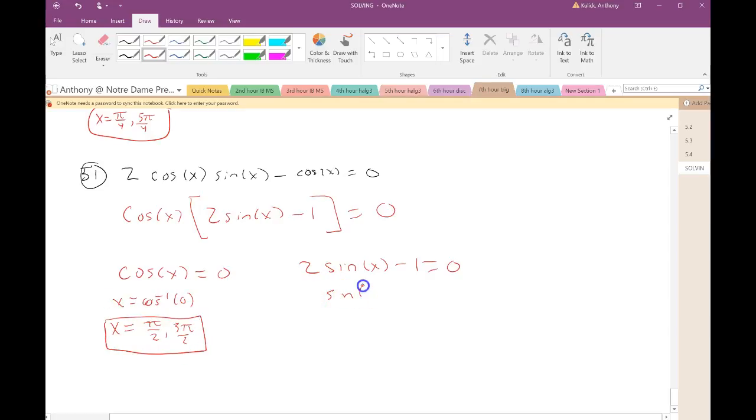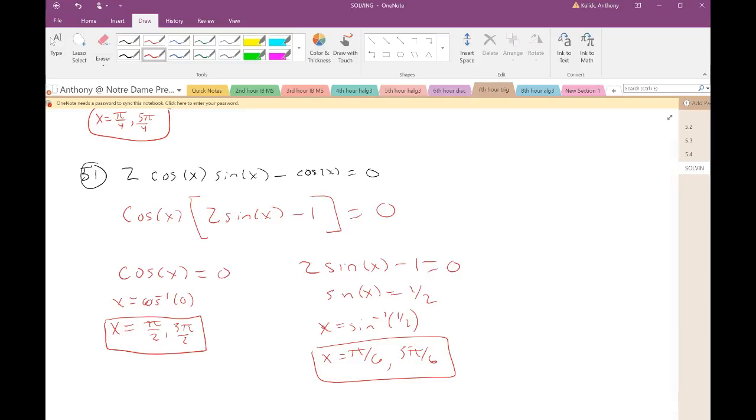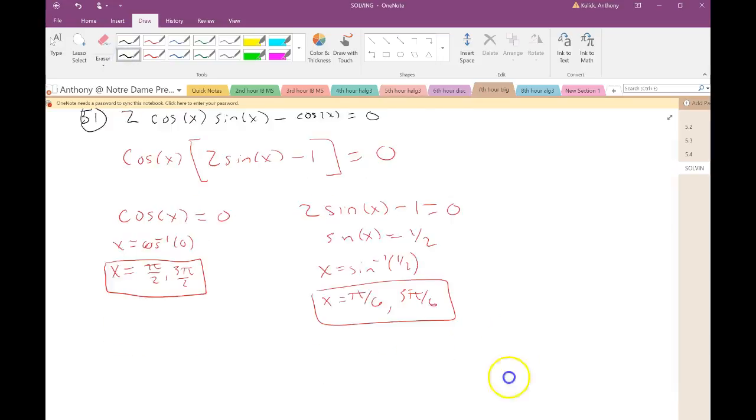To solve this piece, I'm going to add the 1 over and then divide by the 2. And when I take the sine inverse of both sides, I notice that sine of 1/2 is a unit circle value. So I'm going to look for where the y-coordinate is positive 1/2. That happens at pi over 6 and 5 pi over 6. And the directions here say find all the solutions between 0 and 2 pi, so I am done at that point.